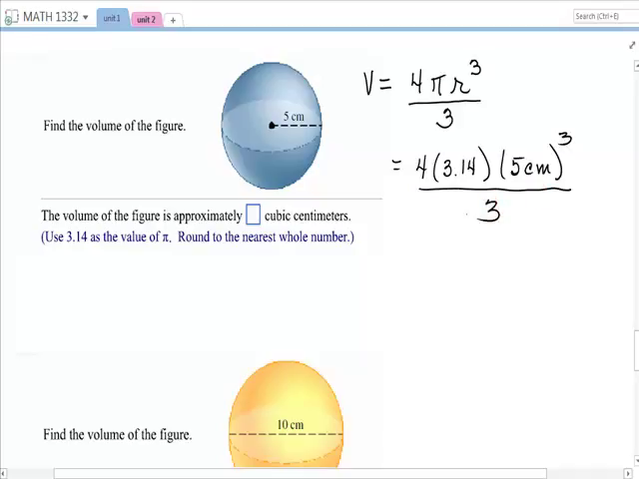Be sure that you cube the 5. You can do it in your head. You can do it on your calculator. 5 times 5 times 5 is 125. This turns out to be, and I let my calculator do it, 523 centimeters cubed. It came out as a whole number. I didn't have to round.